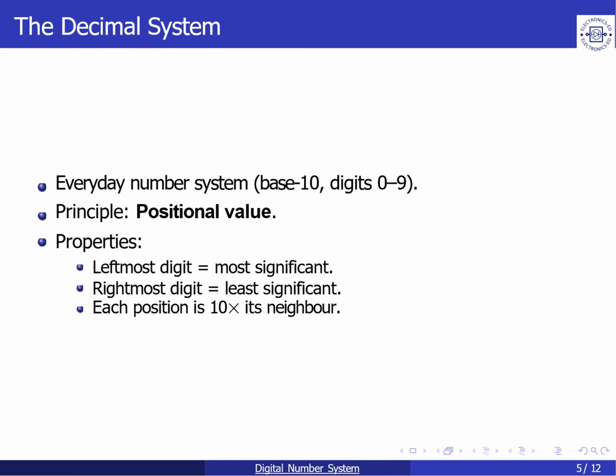It uses 10 digits, from 0 to 9, and relies on the concept of positional value. The value of a digit depends on its position in the number. For example, the leftmost digit is the most significant, while the rightmost is the least significant. Each position in a decimal number represents a value 10 times greater than its neighbor to the right.